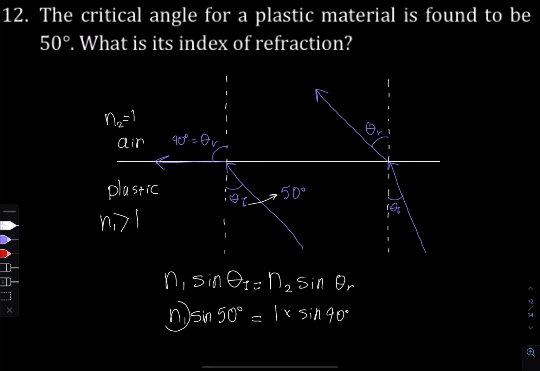So if that's 50, we can solve for the index of refraction of the plastic. And this is how the index of refraction of a lot of materials is found. You can theoretically find it using the speed of light, but you can't measure that. With this, you can get a pretty good measurement. So the index of refraction of this plastic is 1.3. All right.